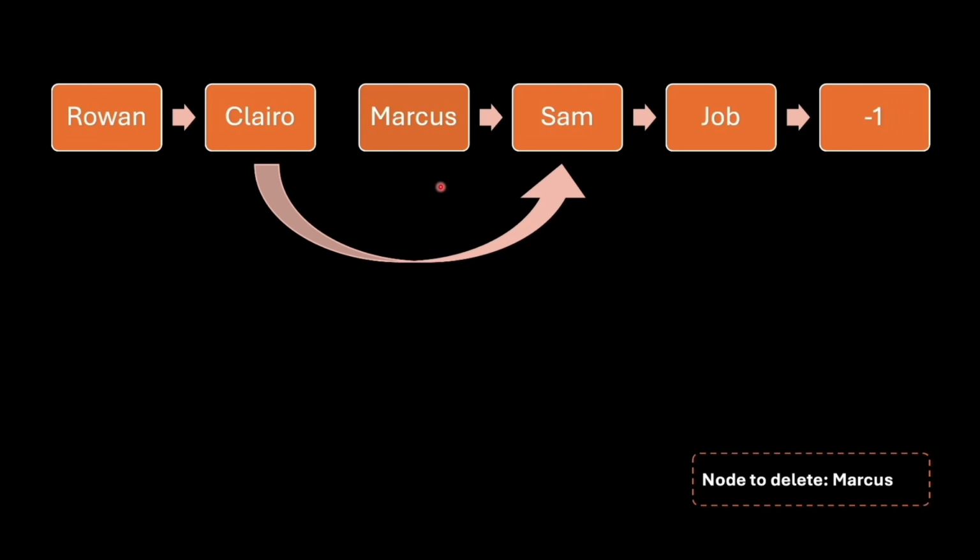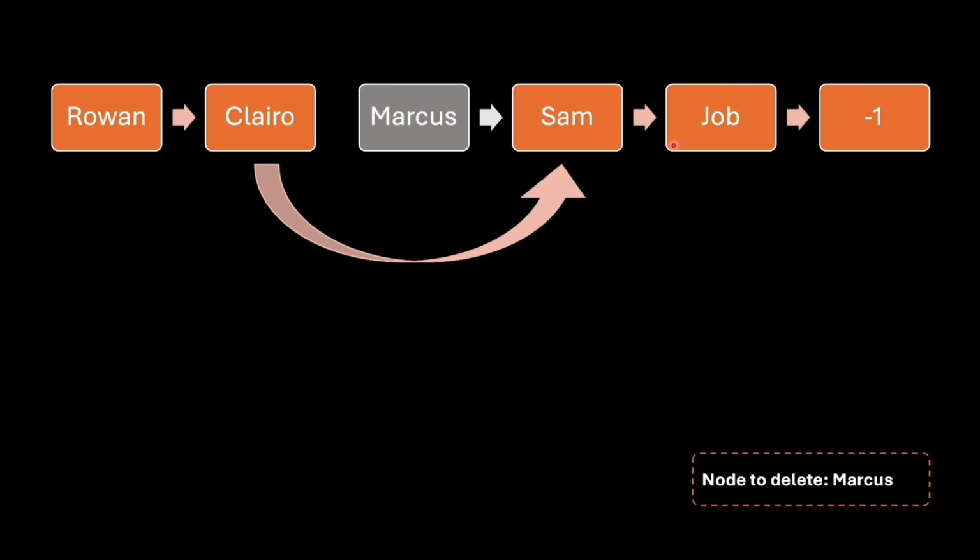of Marcus. Now, if we traverse this linked list, we will start from Rowan, and then because Rowan is pointing to Claro, we will visit Claro, and then because Claro is now pointing to Sam instead of Marcus, we will visit Sam. And then Sam is pointing to John, so we'll visit John instead. So we're never going to visit Marcus anymore. So essentially, Marcus is no longer a part of this linked list.